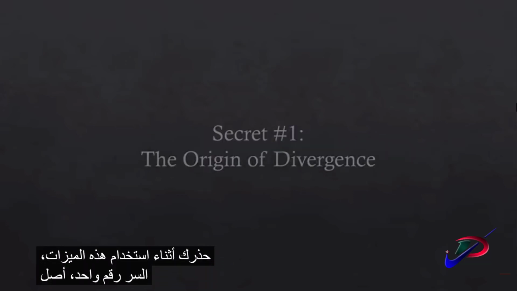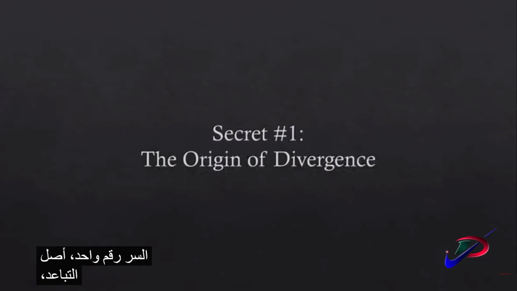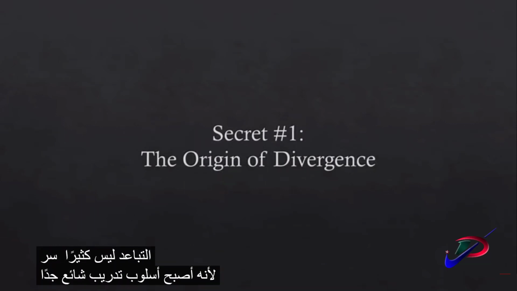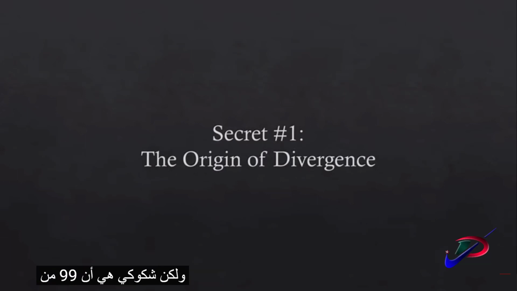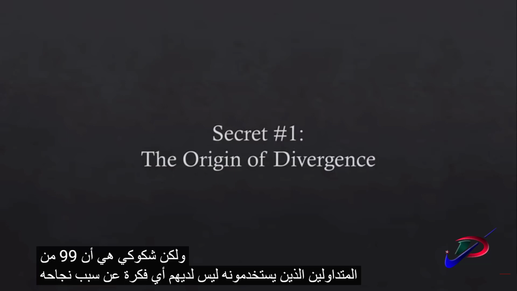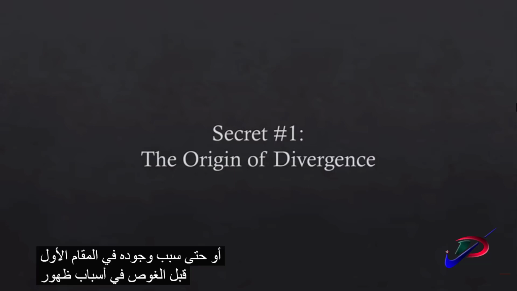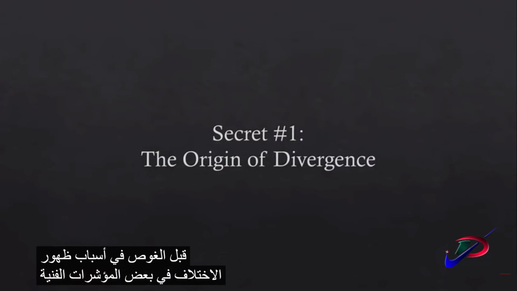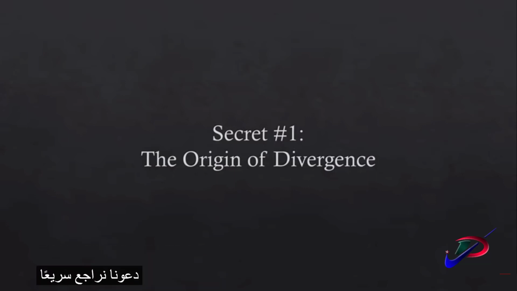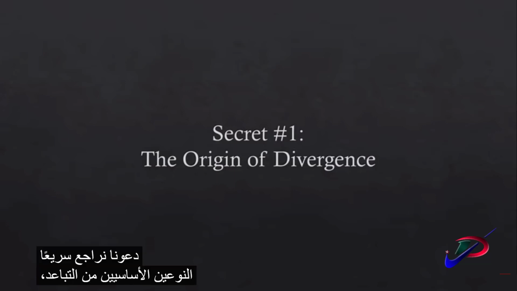Secret number 1. The origin of divergence. Divergence is not so much of a secret because it has become a very popular trading technique, but my suspicion is that 99% of the traders who use it have no idea why it works, or even why it exists in the first place. Before diving into the reasons why divergence appears in certain technical indicators, let's quickly review the two basic types of divergence.